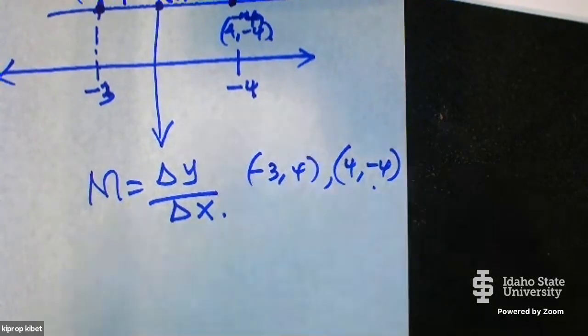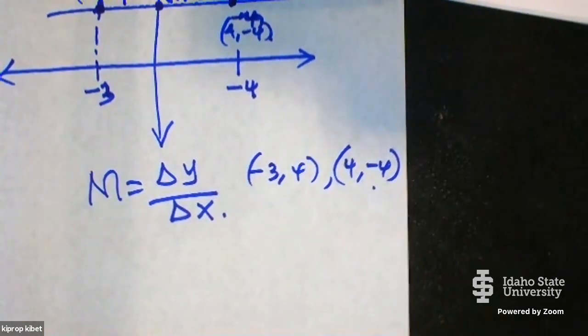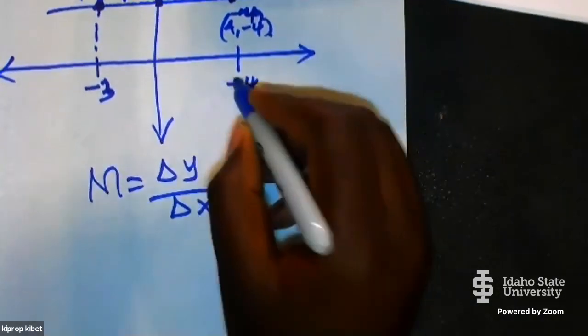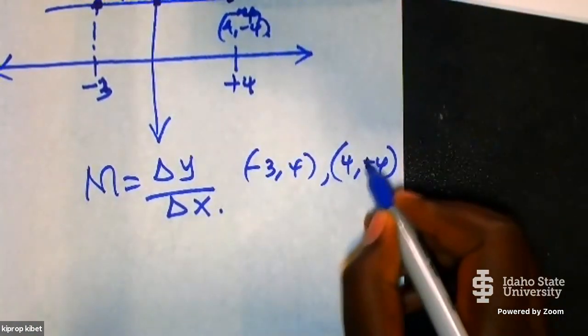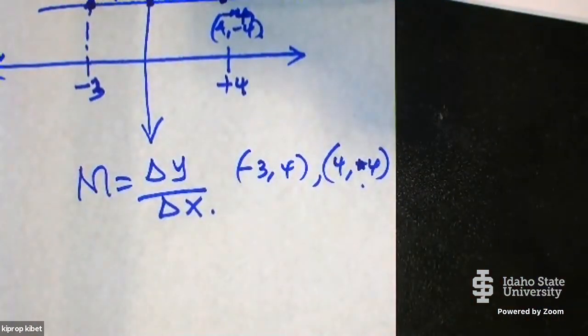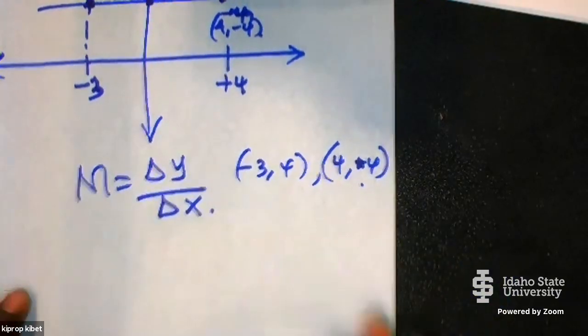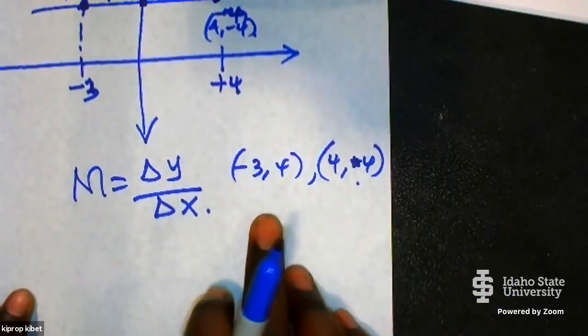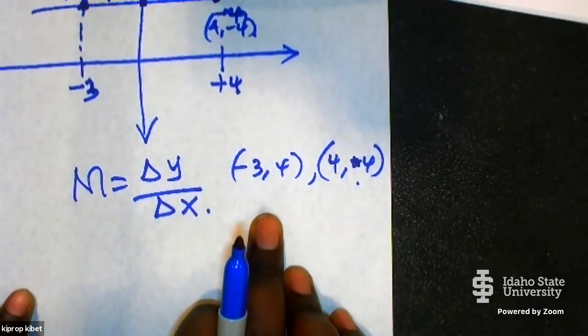And the point 4 minus. Is it minus 4? Sorry, this one is 4, right? So that one is 4. So if we take the 2 points, then the change in, am I doing the right thing here?